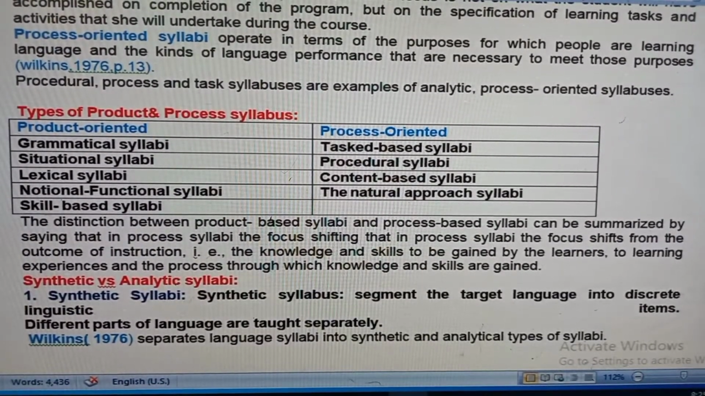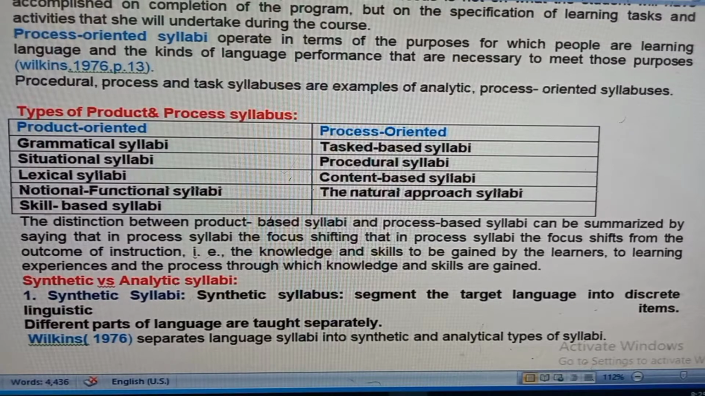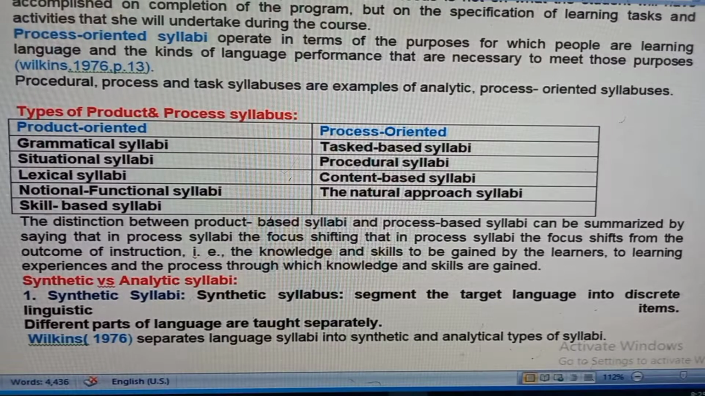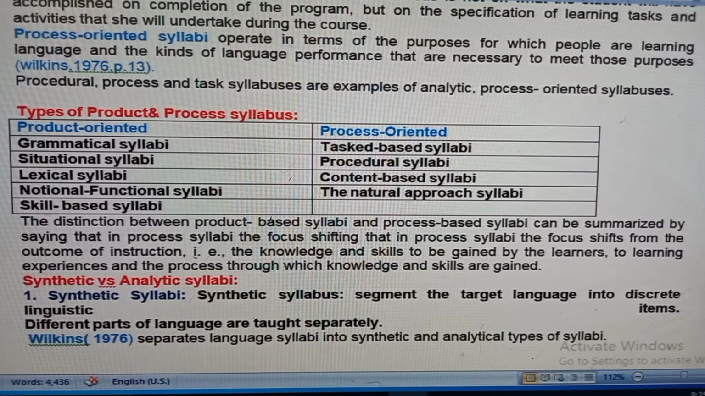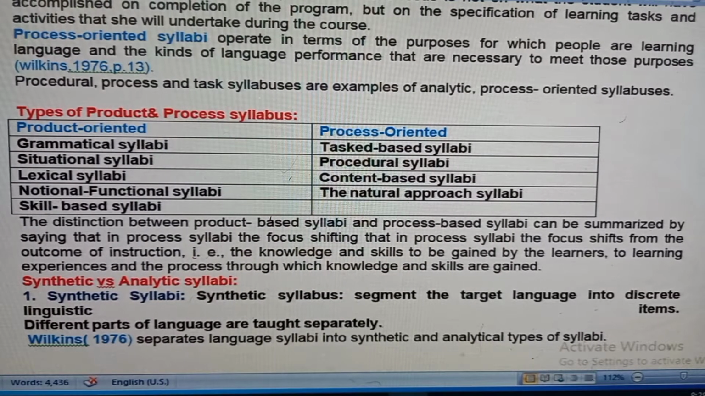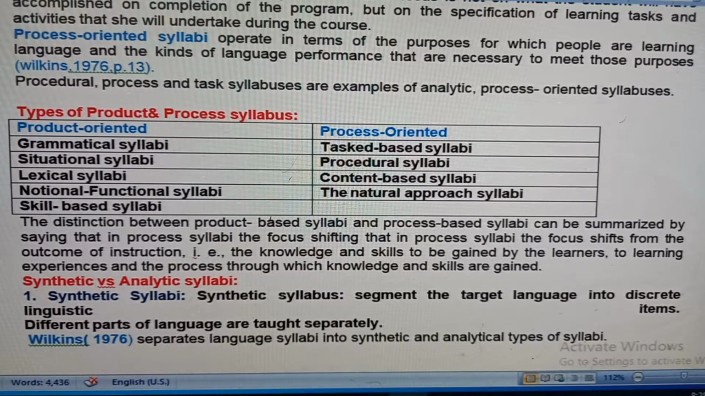Types of product and process syllabus. Product-oriented syllabus: first, grammatical syllabi, situational syllabi, lexical syllabi, notional functional syllabi, skill-based syllabi. Process-oriented syllabus: task-based syllabi, procedural syllabi, content-based syllabi, the natural approach syllabi.